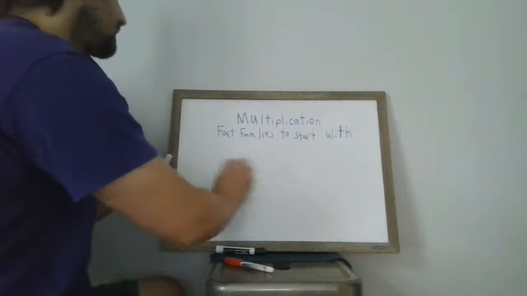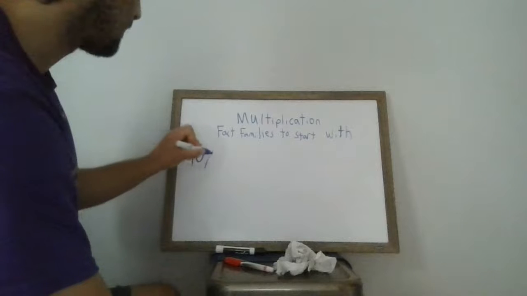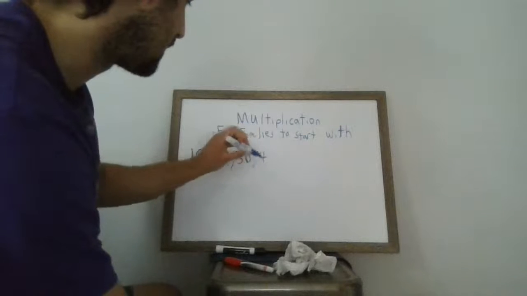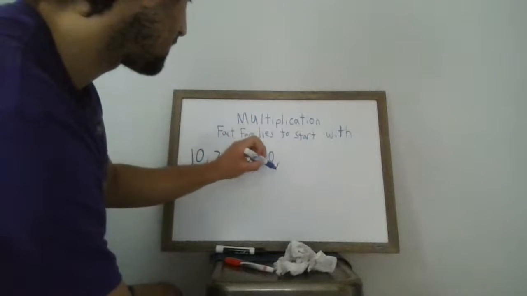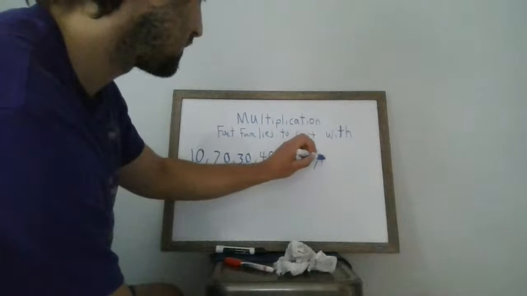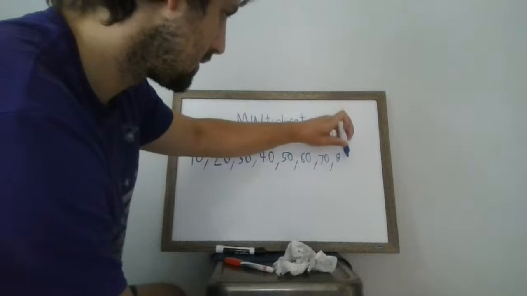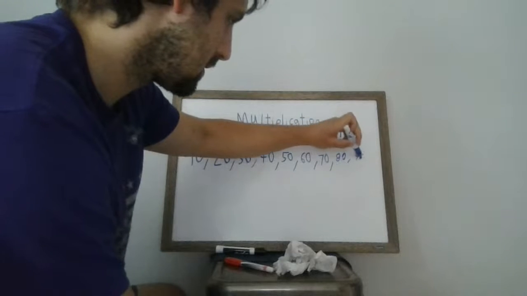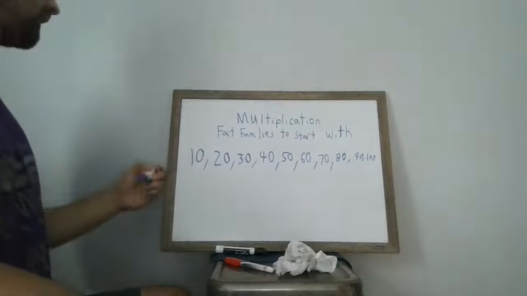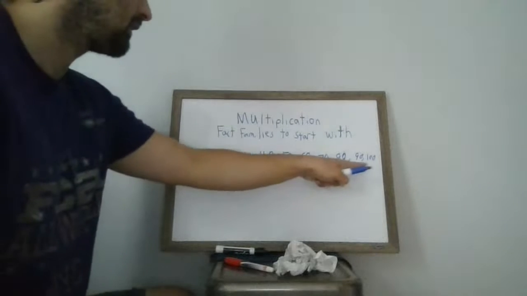I'm going to do another video that's specific to each fact family, but when I talk about skip counting, I'm going to actually demonstrate how to skip count now. I'm going to actually go skip count going from 10 to 100. All right, here we go. 10, 20, 30, 40, 50, 60, 70, 80, 90, 100.